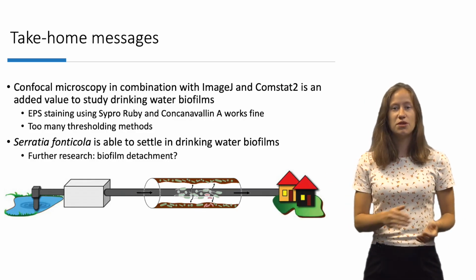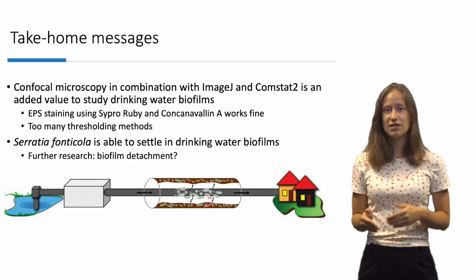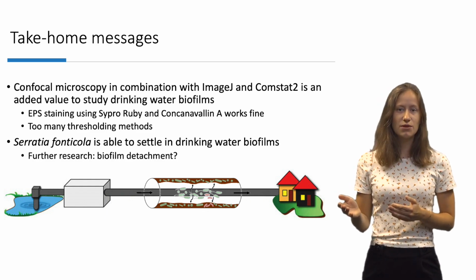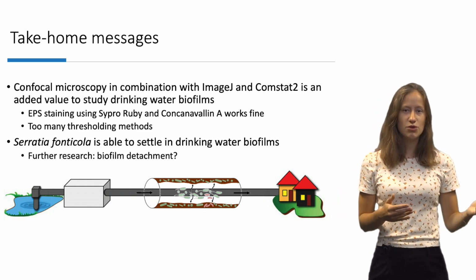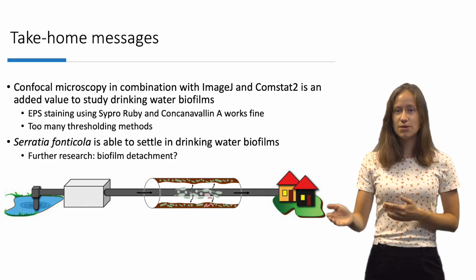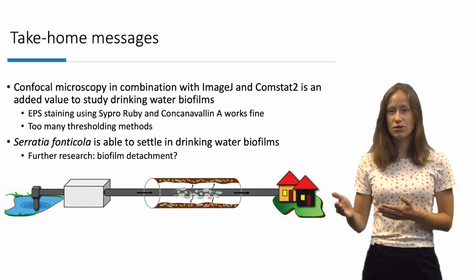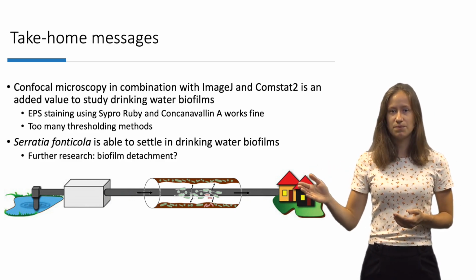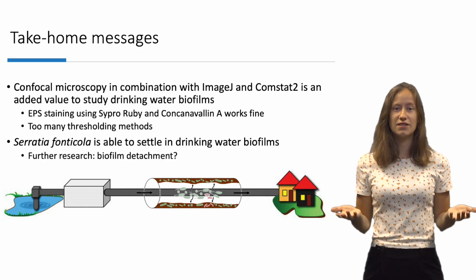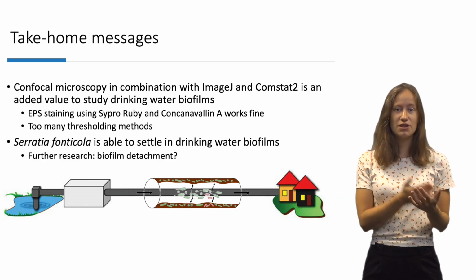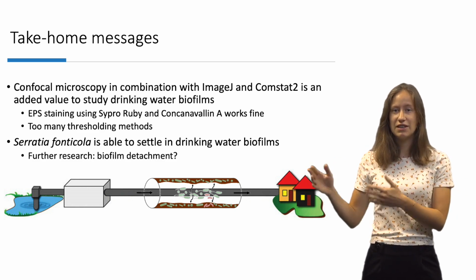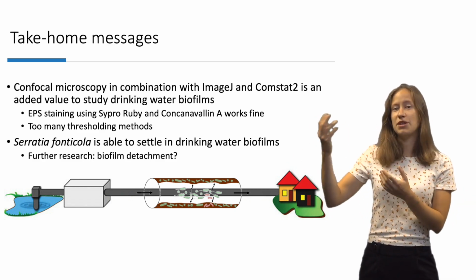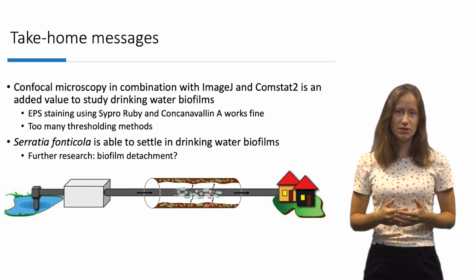To summarize, we used confocal microscopy to visualize and quantify the EPS content in drinking water biofilms. The dyes that we've used worked well, but it's difficult to choose the right thresholding method. In the next part, we showed that Serratia fonticola, a coliform, is able to settle in both drinking water biofilms. But what does this mean for practice? If there is contamination, the coliform will have difficulties to survive in the oligotrophic environments, but it can go to the biofilm and maybe contaminate the water again in some circumstances.